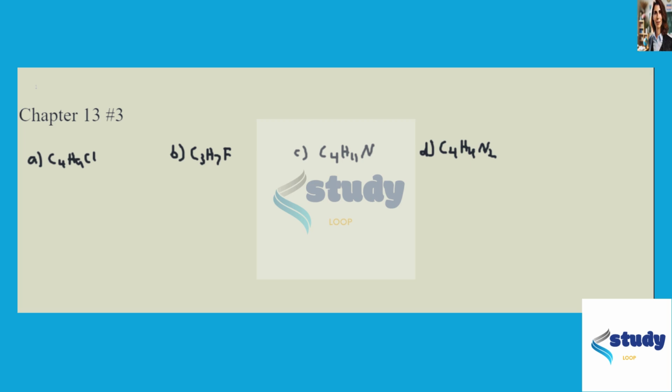This is the answer to Chapter 13, problem number 3 from the Smith Organic Chemistry textbook. In this problem, we're given 4 molecular formulas, and we are asked what molecular ion you would expect for each of these molecular formulas. Just like Chapter 13, problem number 1, this is a pretty straightforward problem.